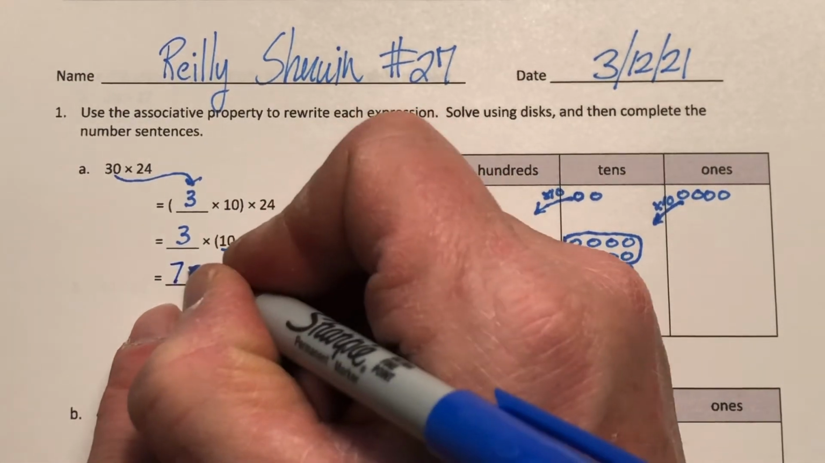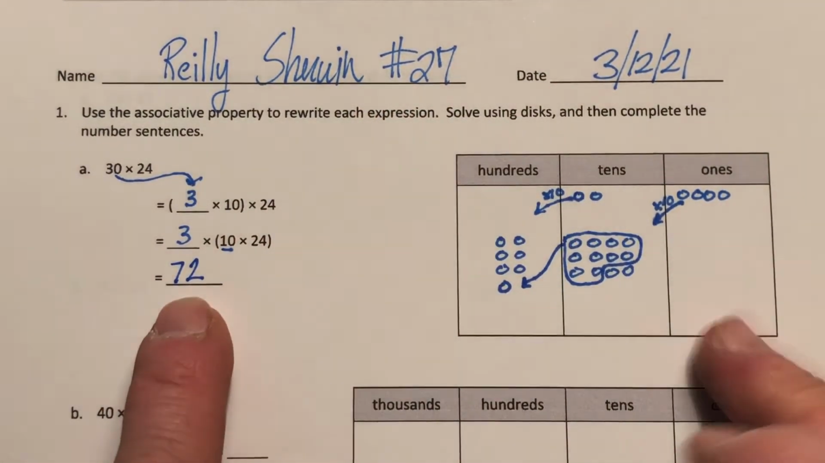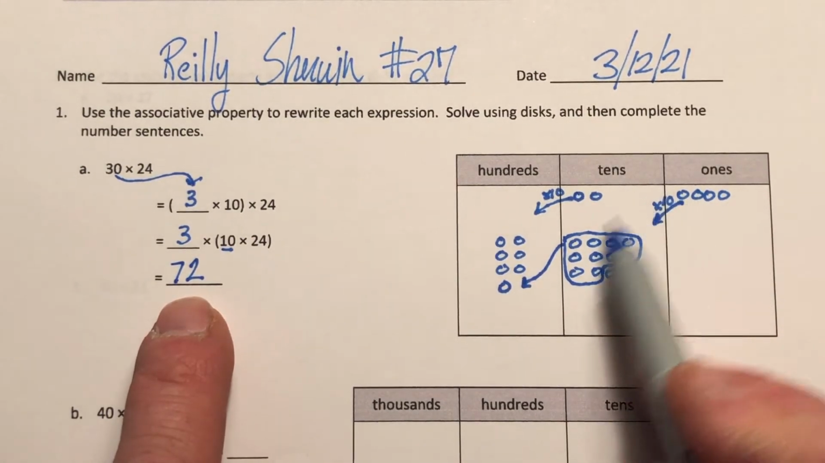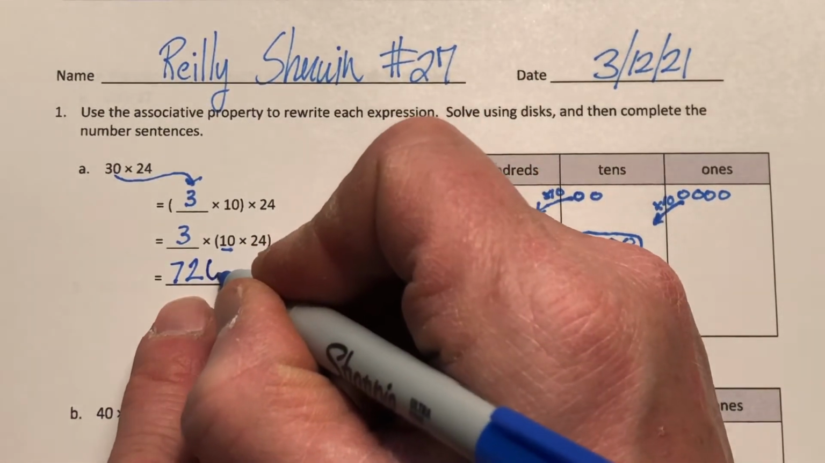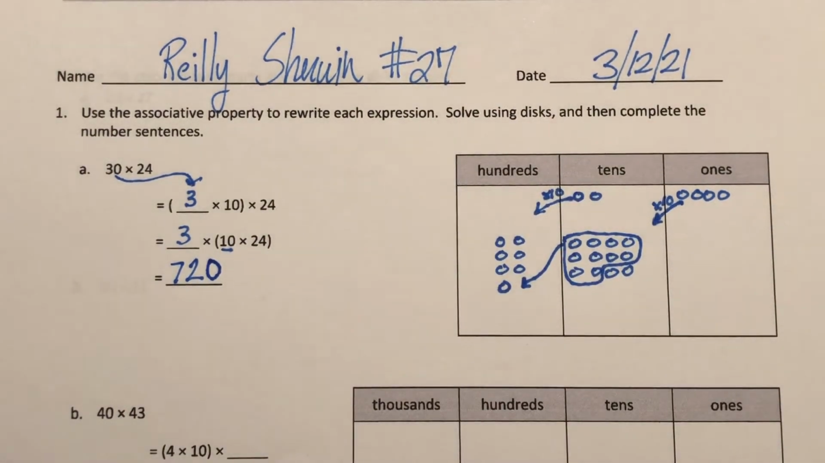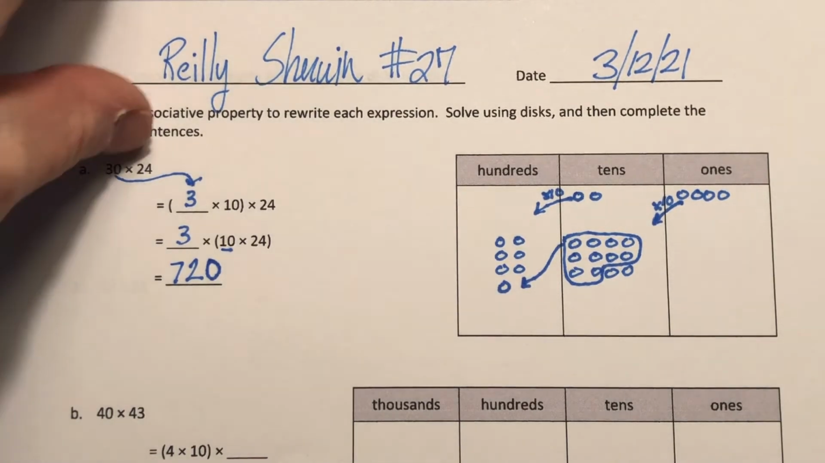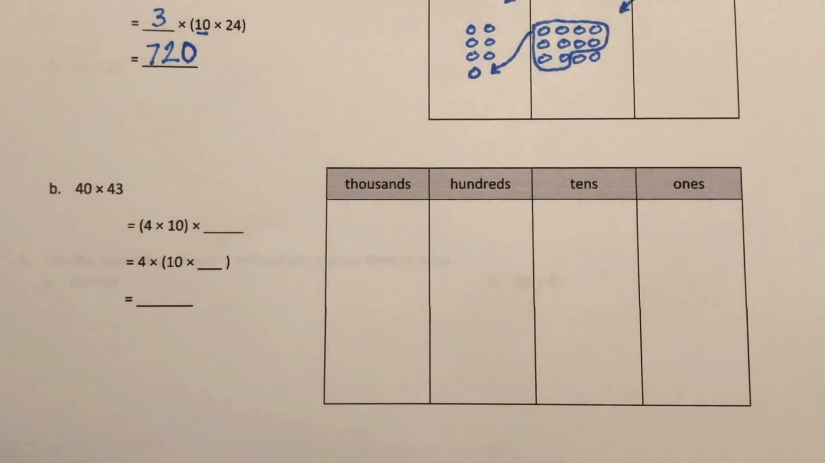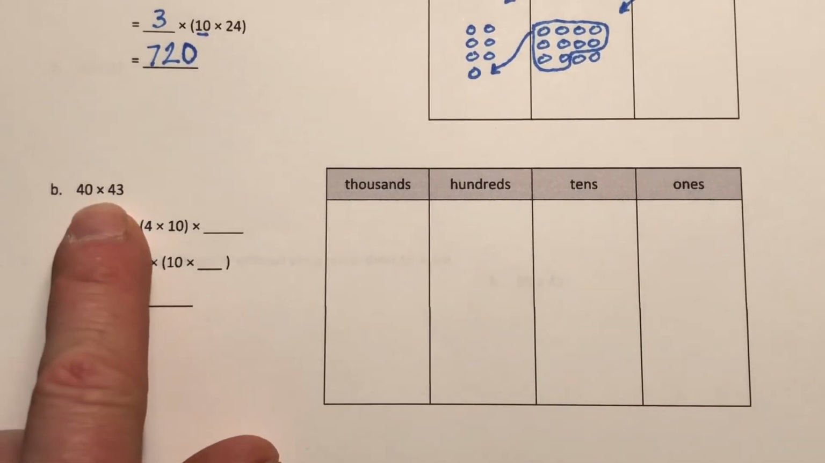So what does that look like? It looks like 7 hundreds, 2 tens. How many ones? There are no ones left over because remember we took these ones and multiplied them. So that turns into this, 720. Pretty interesting, right? Now this might be a little weird, a little bit different for you. Just work with me and get the hang of it, okay? Because we're going to be doing a lot of work with this over the next couple of days. All right, let's move on to B. This one's 40 times 43.